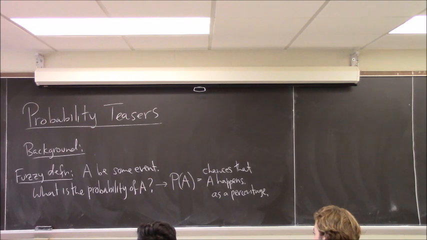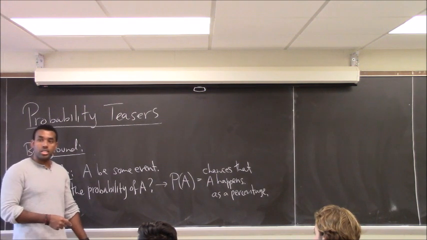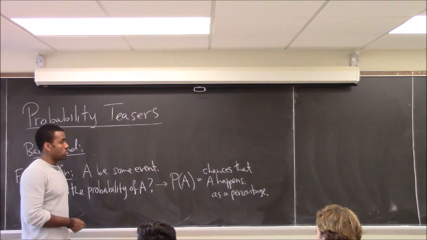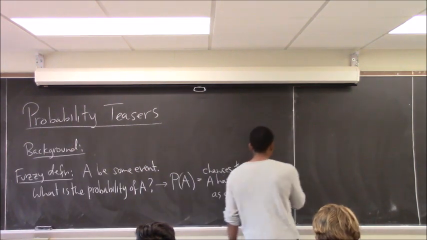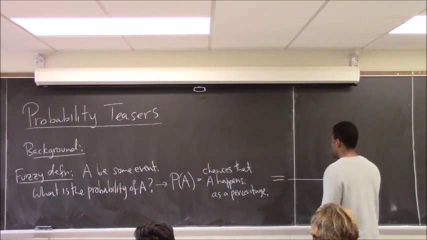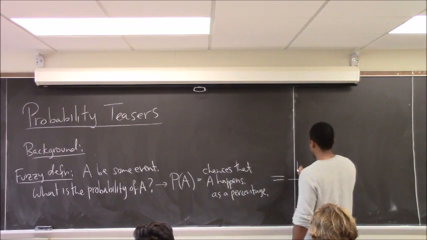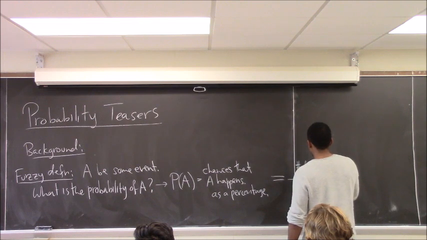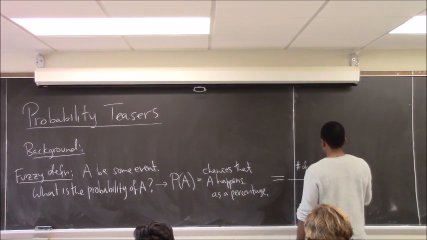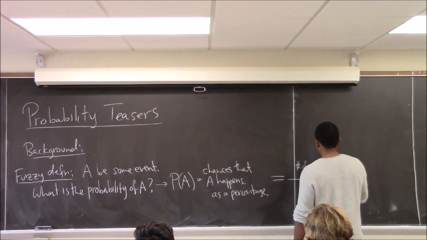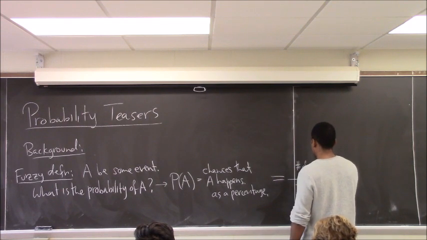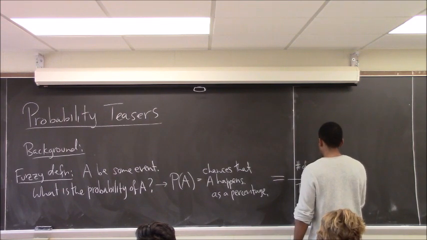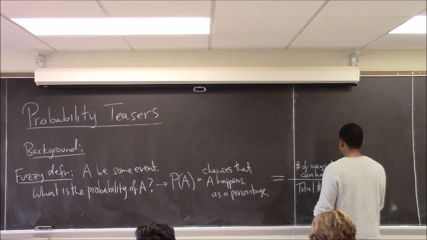How do you go about finding the percentage? Yeah. The number of outcomes of A divided by the number of total outcomes possible. Right. This is basically what it is. It's going to be a ratio. Basically, you're going to figure out the number of ways A can happen. And you're going to divide by the total number of possibilities.